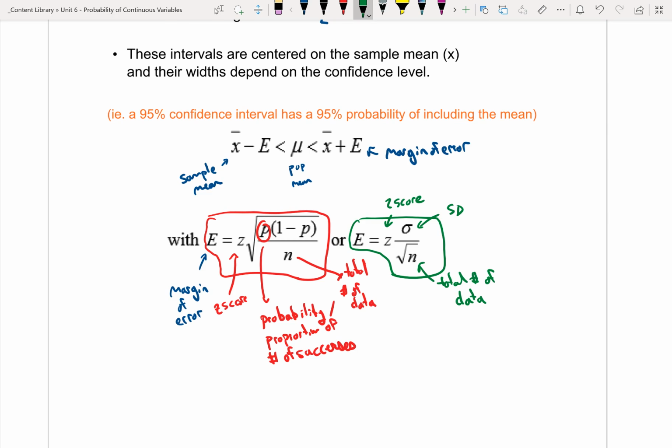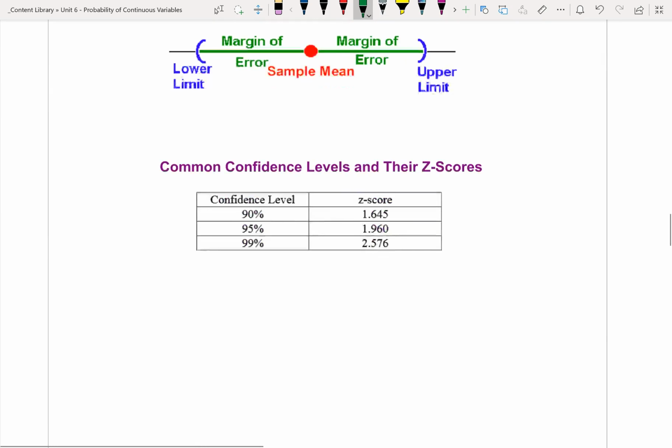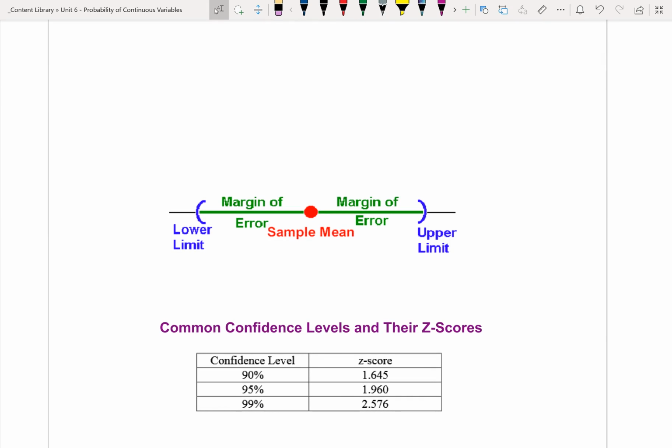So what does this basically look like? Well, this is what the margin of error or confidence intervals look like. I have my sample mean in the middle, and I have my margin of error and my upper and lower limit. So it's basically saying I have that lower limit that we talked about, x bar minus the margin of error. And so the mean is in the middle of these two limits.